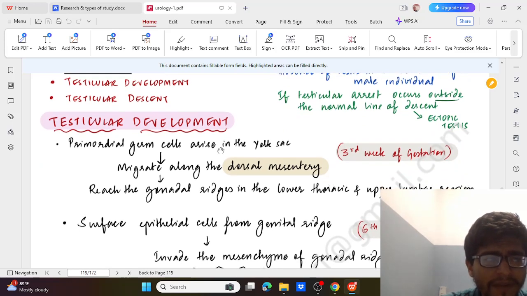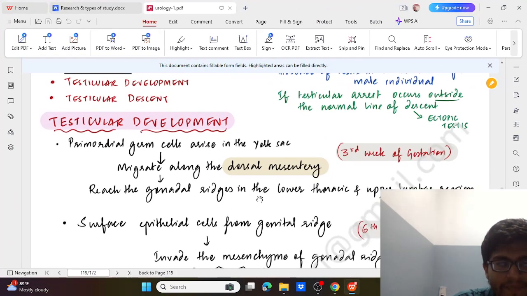So testicular development. Primordial germ cells arise in the yolk sac, that are the primary cells, and migrate along the dorsal mesentery. That is happening in the third week of gestation, and these reach the gonadal ridge in the lower thoracic and upper lumbar region.